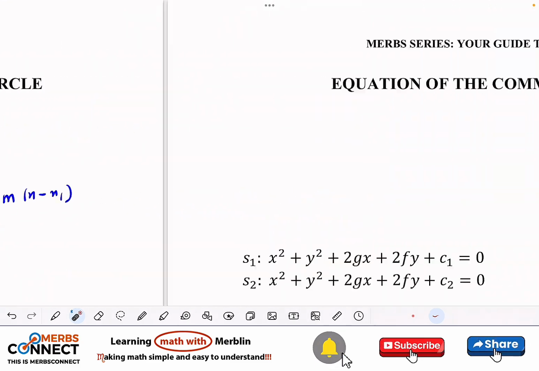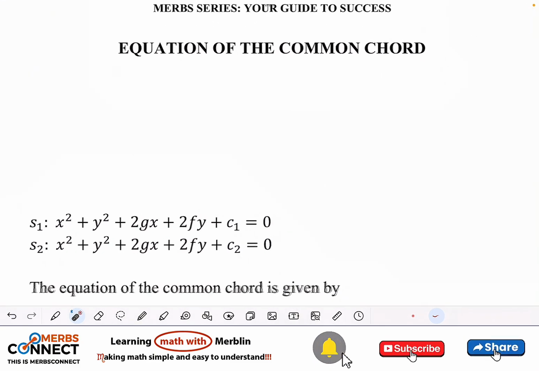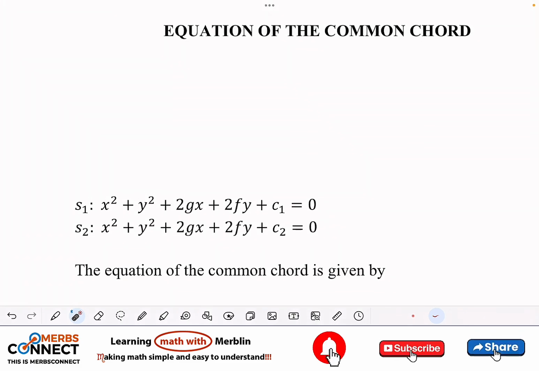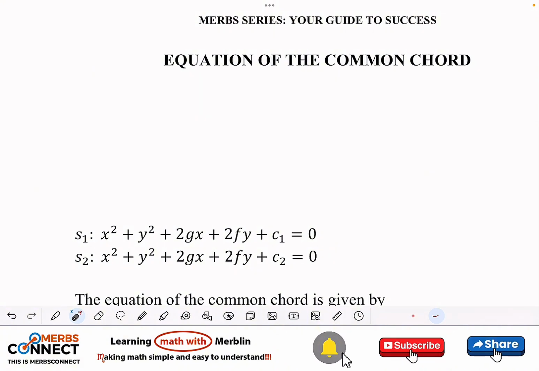Right. Good. Let's look at the last one and then we are done with this video. Yeah, this is the last one. Give you the tips and go. So the last one is the equation of the common chord. We are trying to talk about the equation of the common chord. So what are we trying to say?